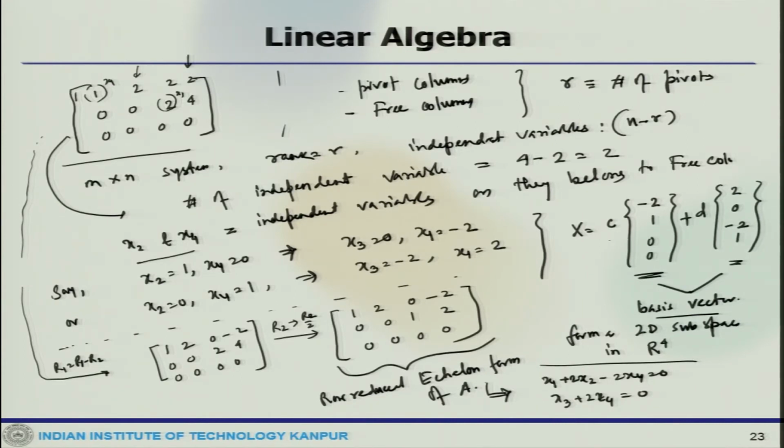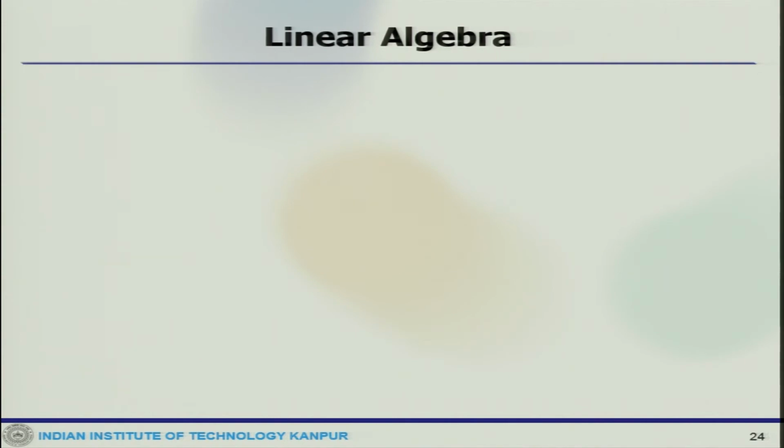So, we can rearrange this. Once we rearrange the things, what we can write is, let us say, 1 0 2 minus 2 0 1 0 2 and 0 0 0 0. What we have done is that we just interchanged the columns, which means this would be x1, this would be x3, x2, x4.